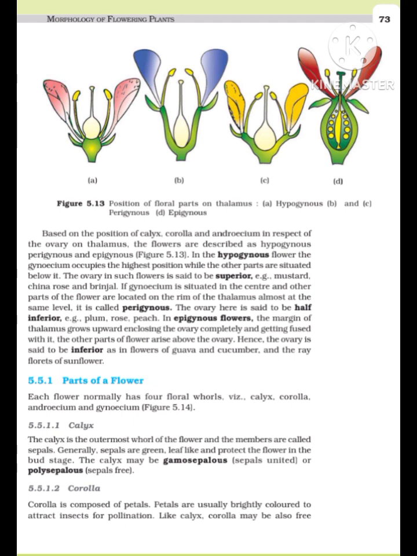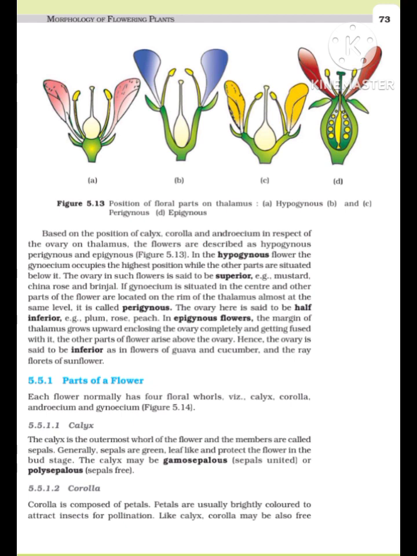5.5.1 Parts of a flower. Each flower normally has 4 floral whorls, viz., calyx, corolla, androecium and gynoecium. Figure 5.14. 5.5.1.1 Calyx. The calyx is the outermost whorl of the flower and the members are called sepals. Generally, sepals are green, leaf-like and protect the flower in the bud stage. The calyx may be gamosepalous, sepals united, or polysepalous, sepals free.